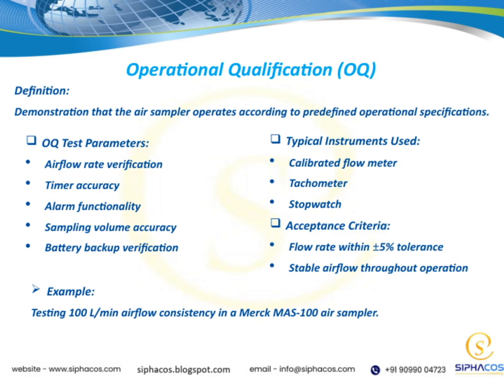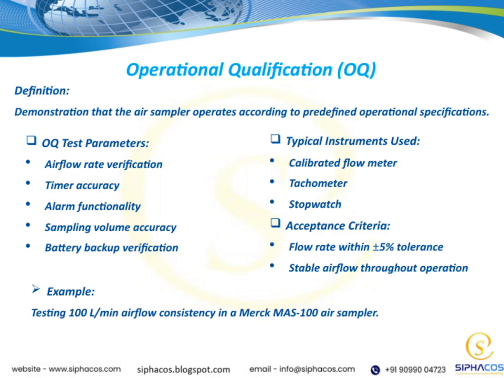Moving on to the operational qualification, or OQ test parameters, these are the specific checks we perform. First, verifying the airflow rate itself to confirm it meets specifications. Then, checking the timer's accuracy, since precise timing is crucial. We also test alarm functionality to ensure alerts activate when parameters are out of range. Sampling volume accuracy is essential to confirm the sampler collects the correct amount of air. And finally, we verify the battery backup to ensure the device can operate or retain data during power interruptions.